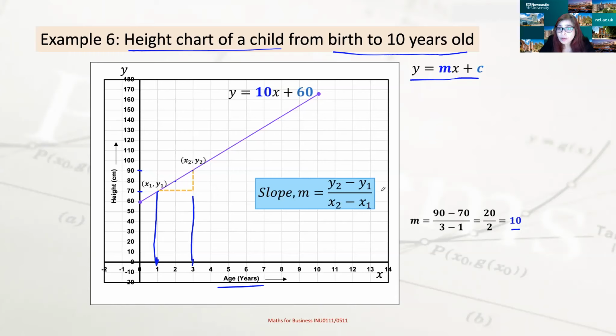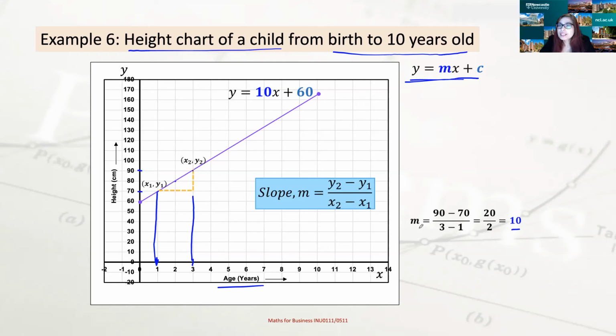So I can use the formula to find the slope. I can compare it with the general equation of a straight line and find the slope. Yeah, there are different ways, isn't it? And I can use directly from the straight line. Yeah, it's up to you guys how you figure out, yeah?